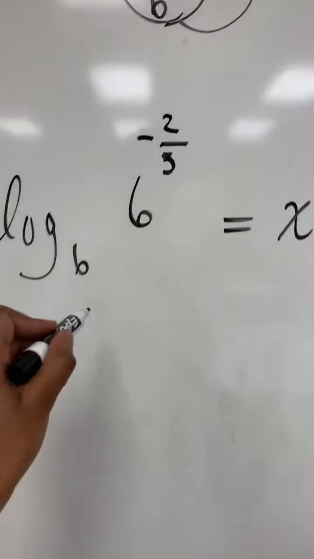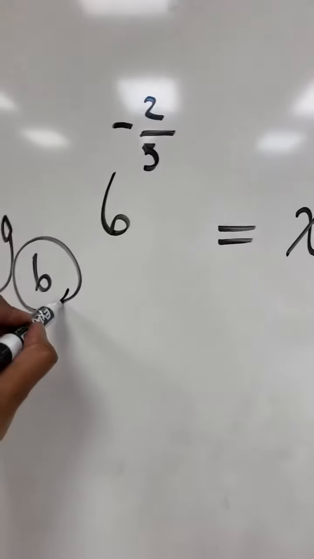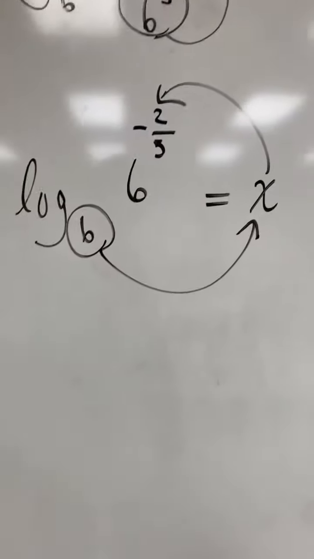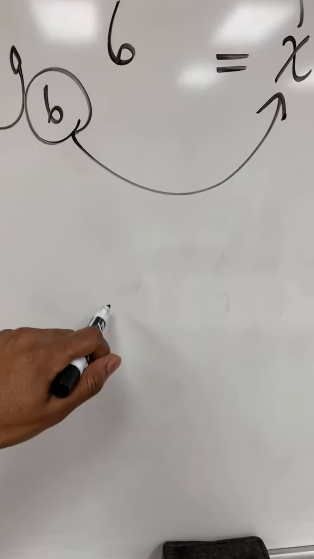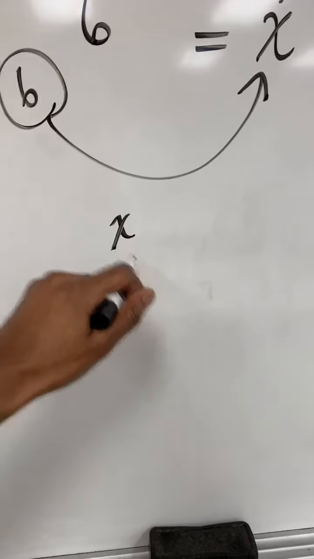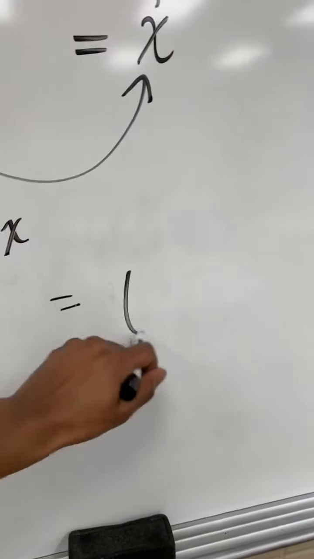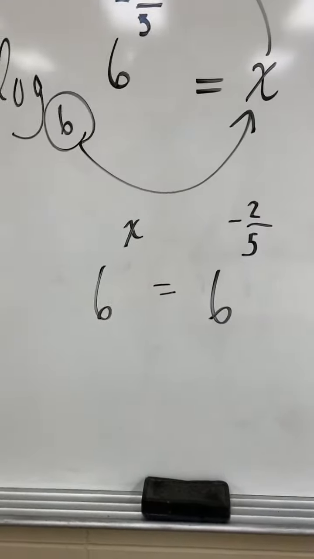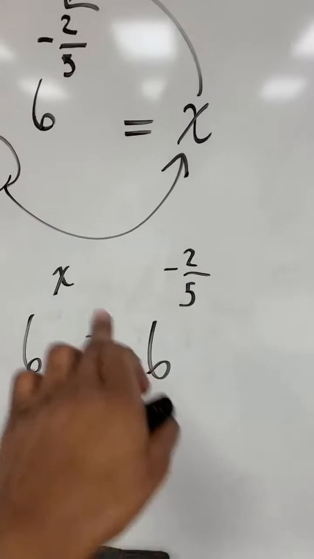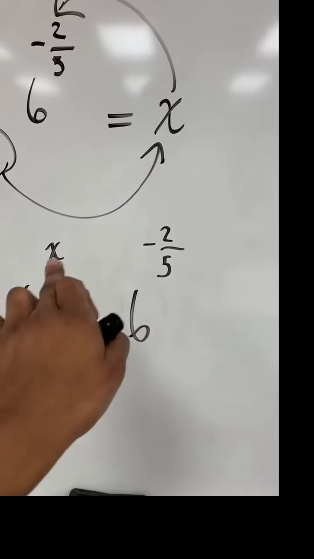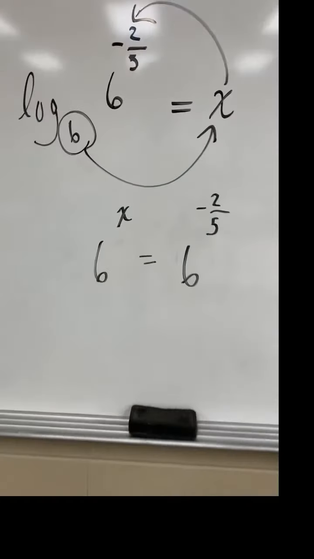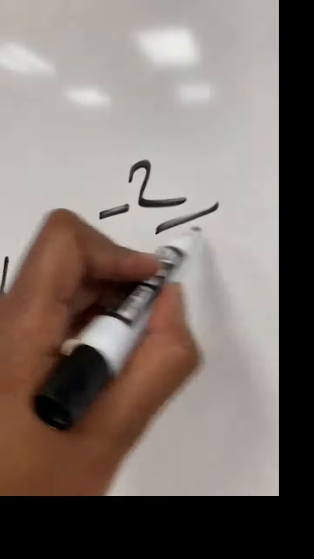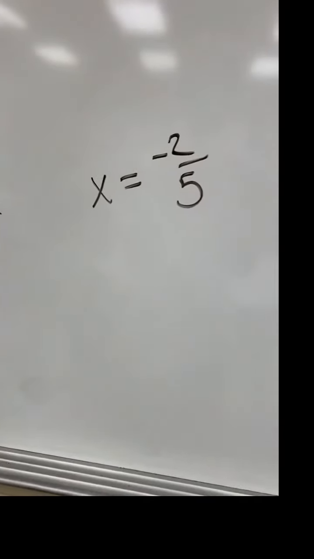So I start the circular motion: 6 to the x is equal to that. So 6 to the x power is equal to 6 to the negative 2/5 power. My bases match, and there's my exponent. So x is equal to negative 2/5. That's the answer. X is equal to negative 2/5. Solution.